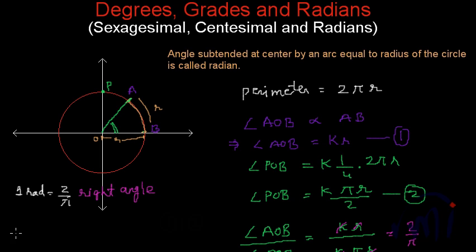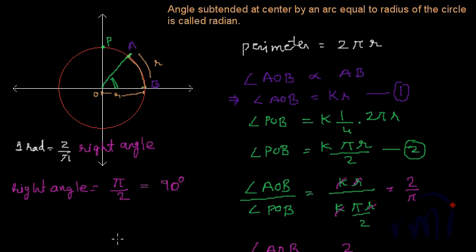So the value of a right angle in radians is pi by 2. The value of a right angle in terms of radians is pi by 2, which is equal to 90 degrees. So if 90 degrees is equal to pi by 2, then 180 degrees will be double of pi by 2, that means pi, and the value of 360 degrees will be 2 pi. So this is the relation between degrees and radians, and this can be used while solving problems when the angles are given in radians. And this is also called the circular measurement. So radians are also called circular measurements.